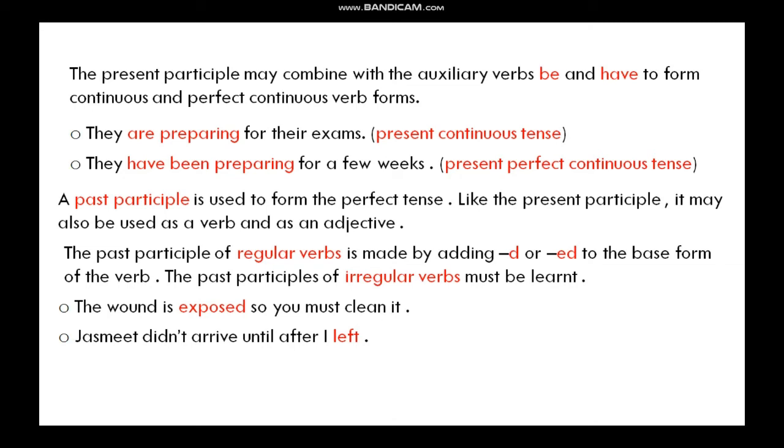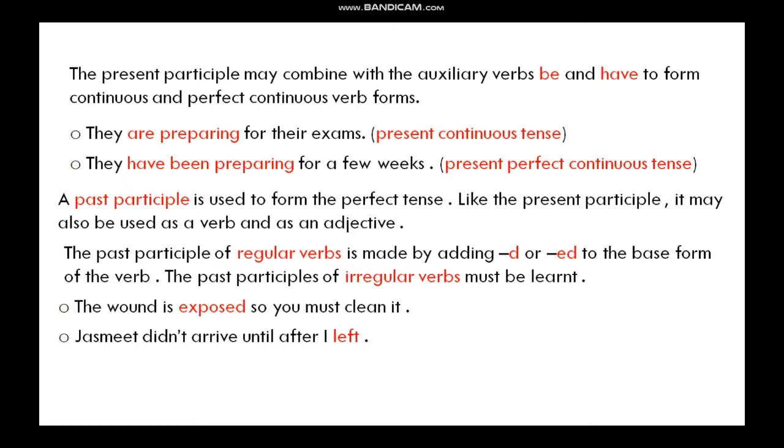A past participle is used to form the perfect tense. Like the present participle, it may also be used as a verb and as an adjective. Means हम इसका दोनों तरीके से यूज़ कर सकते हैं, verb के फॉर्म में भी और adjective के भी फॉर्म में. The past participle of regular words is made by adding d or ed to the base form of verbs. Means जो base form of verb means verb first form होता है, उसमें हम d या ed लगा करके जो रेगुलर वर्ब्स होते हैं उनमें डी या ईडी लगा के हम पास्ट पार्टिसिपल फॉर्म ऑफ वर्ब बना सकते हैं.